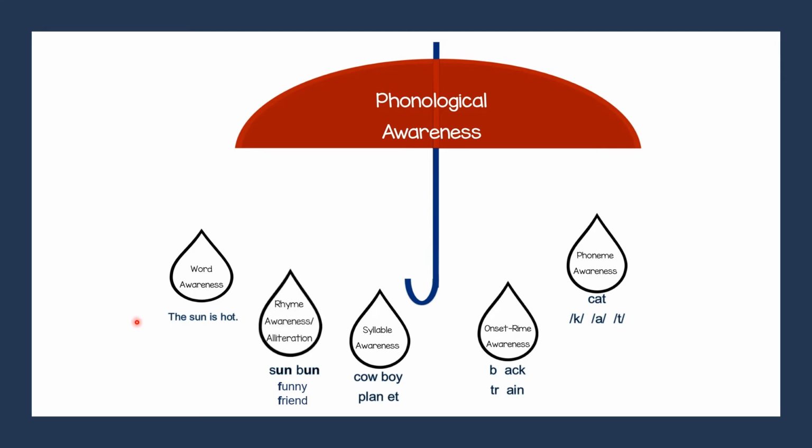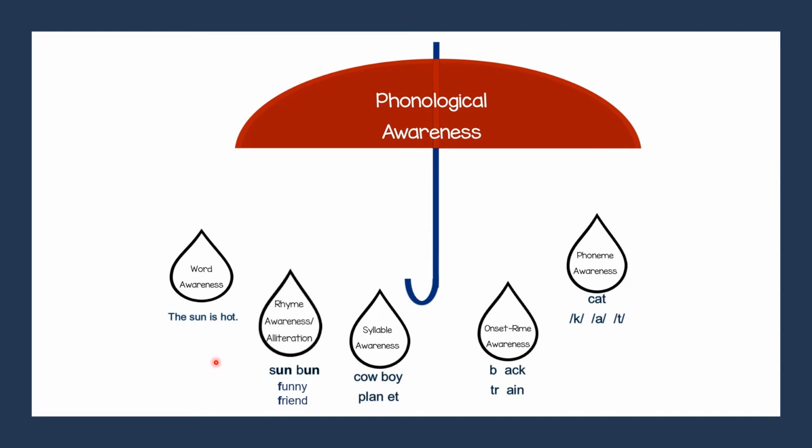Now in word awareness, we're asking students to be able to listen to a sentence and break it up into individual words. So this is something you might be doing in preschool, maybe early kindergarten. So you would ask a student to identify and count how many words in the sentence. So if they can hear the sun is hot, they can hear it's 4 different separate words. The sun is hot. And that would be word awareness.